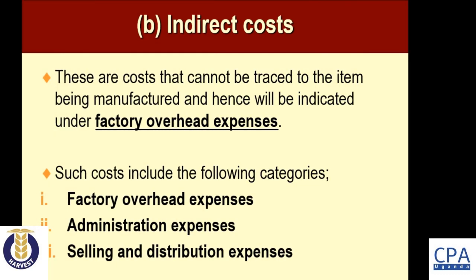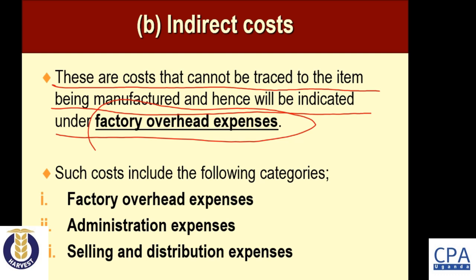So we further look at the indirect costs, and here we are saying that the indirect costs are those costs that cannot be traced to the item being manufactured and hence will be indicated in the factory overhead expenses. Whenever you meet the word overhead, you just know that those are the costs that are not direct, or the costs that cannot be traced to the product. Some of them are not brought into the manufacturing account. For the purpose of this discussion, we are only concentrating on the factory overhead expenses.